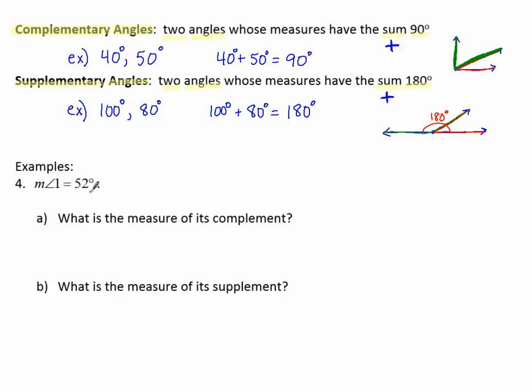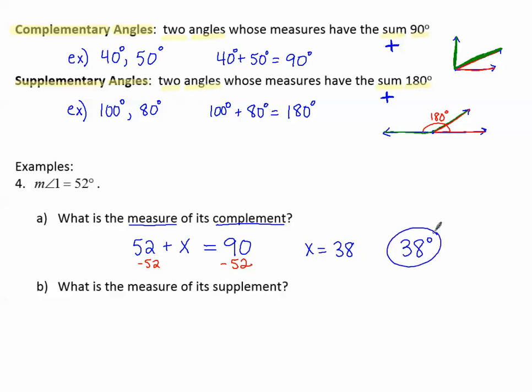Let's take a look at these examples. The measure of angle 1 equals 52 degrees. What is the measure of its complement? So complement means the other angle that will make the two angles complementary. Therefore, 52 plus some other angle has to equal 90, since complementary means adding up to 90 degrees. So let's get the x by itself. We will subtract 52 from both sides, and we get that x equals 38. So the measure of its complement is 38 degrees.